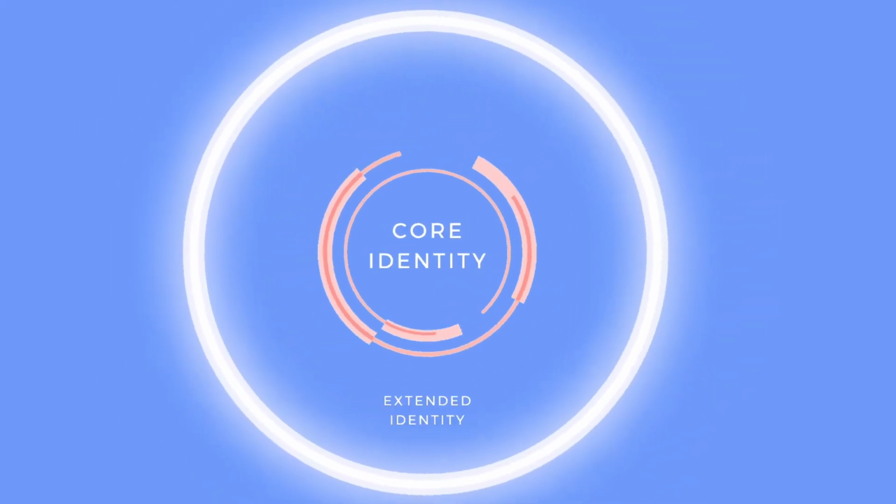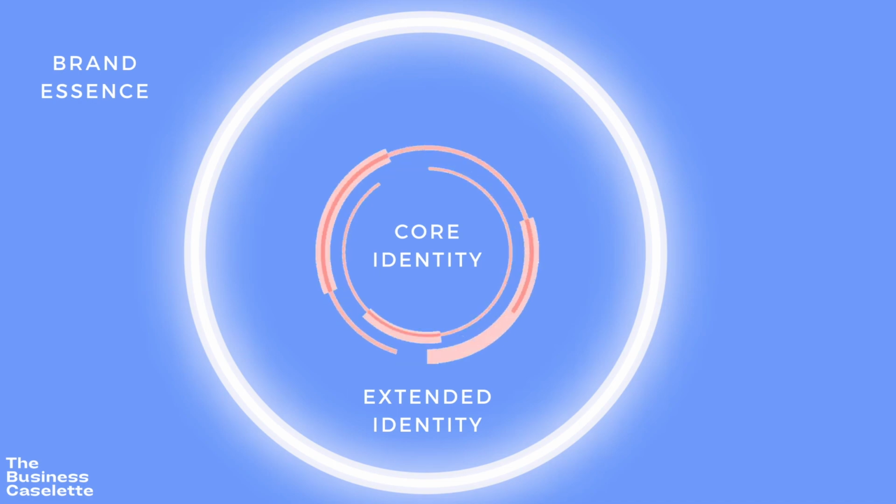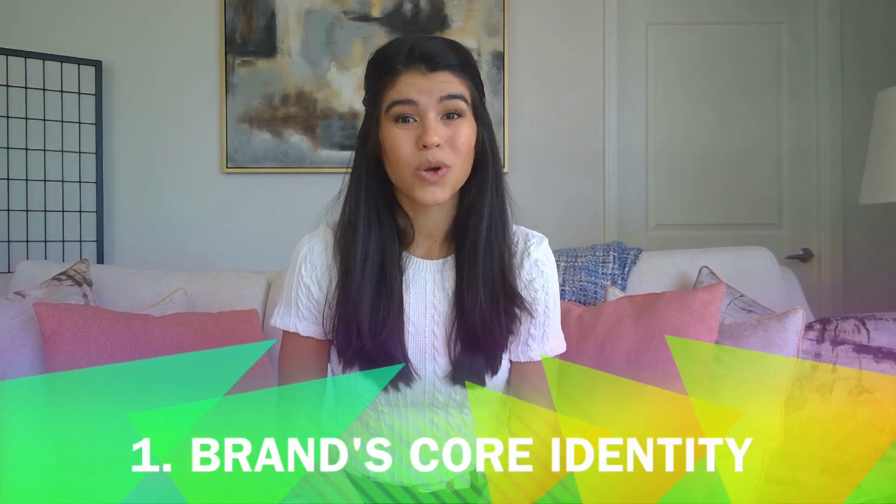Anatomically, Aaker believes a brand can be made up of three parts: the brand's core identity, the brand's extended identity, and in some cases, the brand's essence. Let's unpack each of these terms to understand how they differ, yet fit together. First, let's start with a brand's core identity.